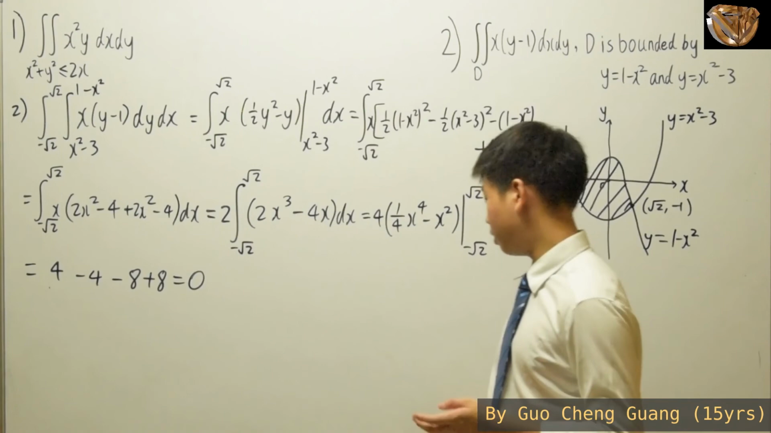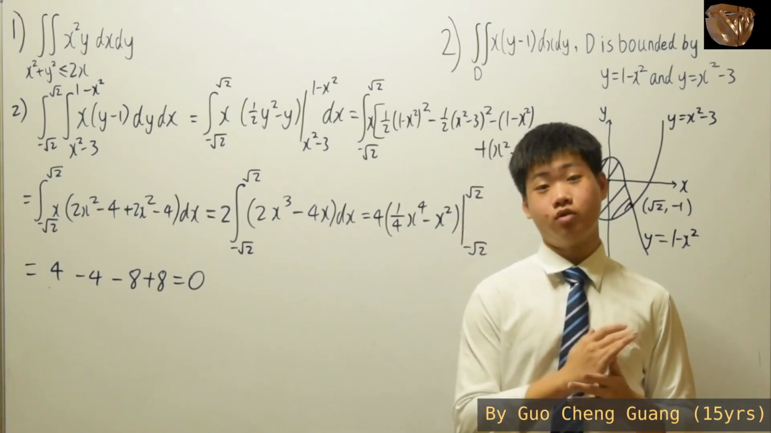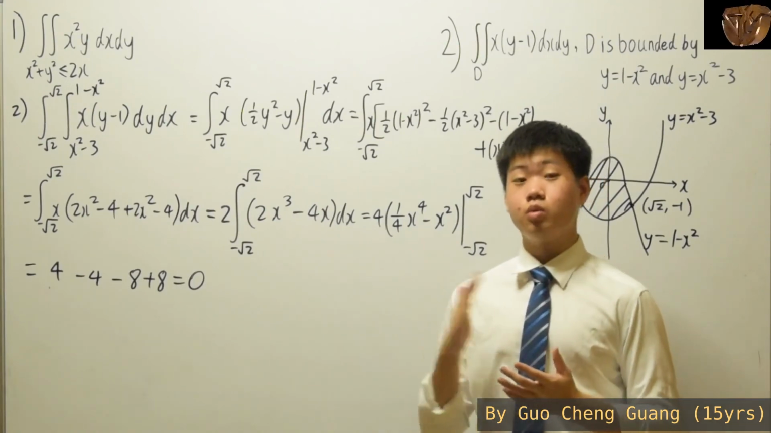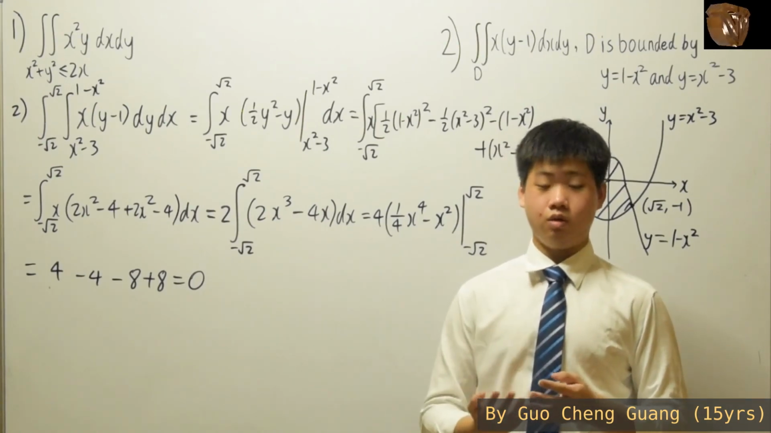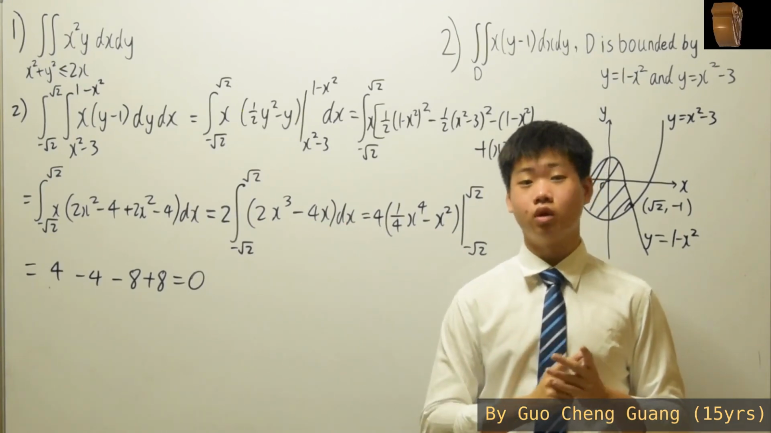Right, so I hope for this lesson you're clear of these two examples so far, and that you have learned why these integrations can be equal to 0, which of course you have to be aware of the integrand and boundary. Those are two things you have to check for, alright?